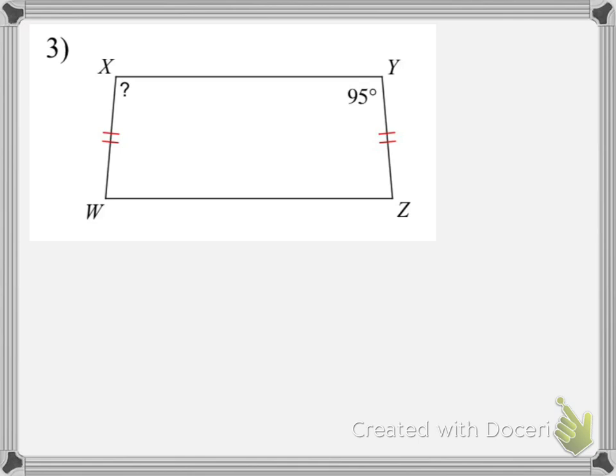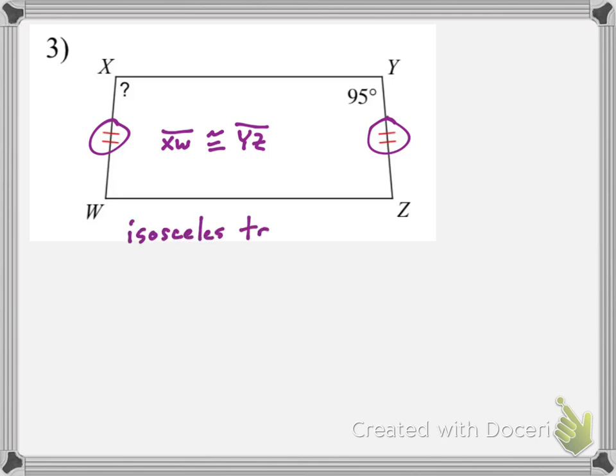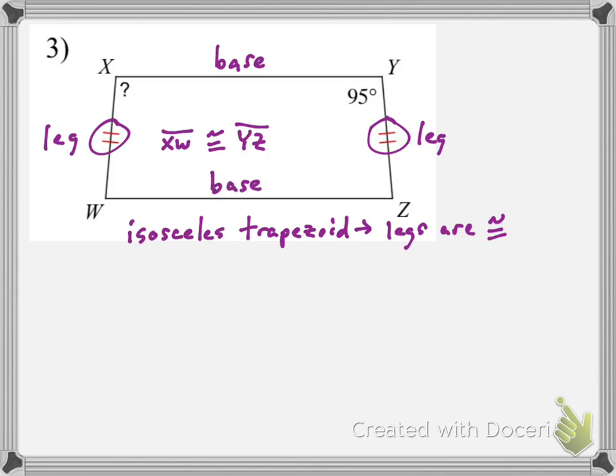Okay, now, you see these right here? What this means is that XW is congruent to YZ. Okay? So this is called an isosceles trapezoid. Isosceles trapezoid, the legs are congruent. Now, what are the legs? The legs are the congruent sides. Here are the bases.